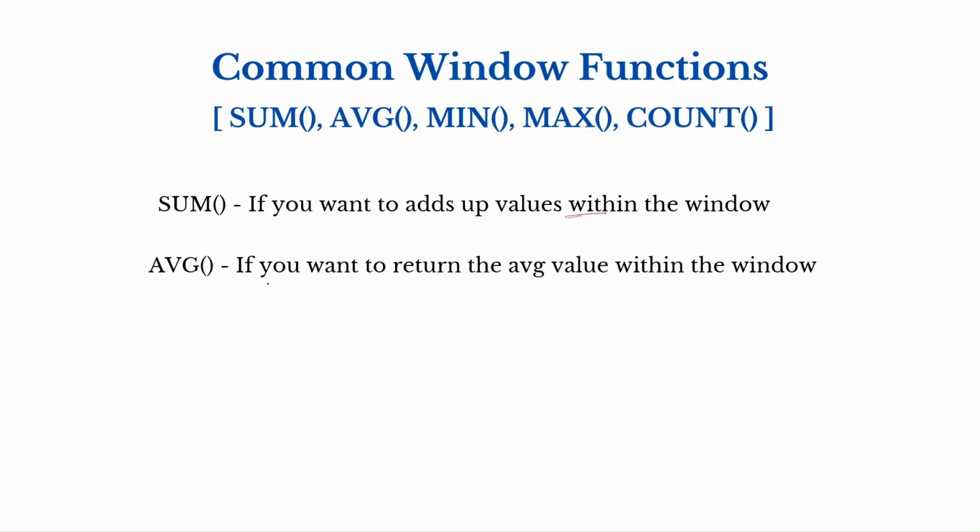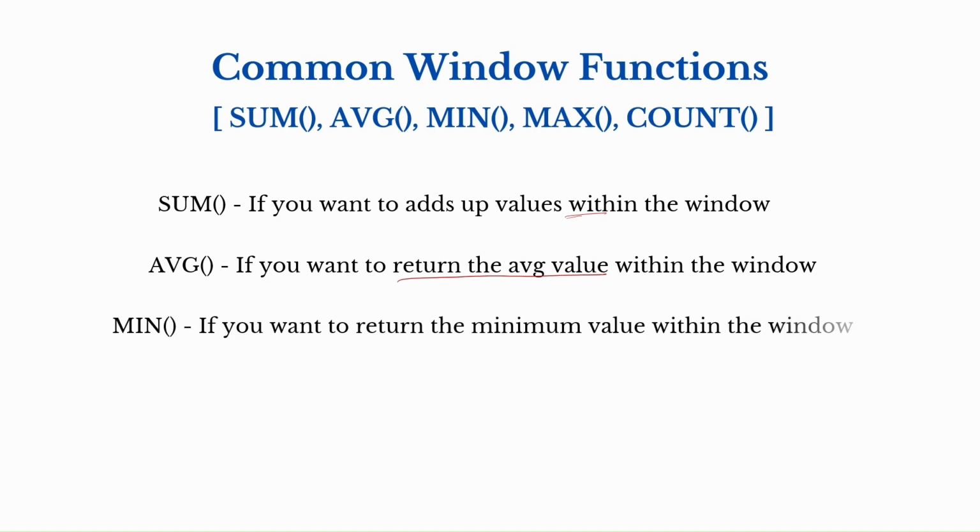Next comes the average window function. Average is used when you want to return the average value within a window. It could be when you need to find the average score of a student, the average monthly salary, or the average transaction amount by customer. That's where you make use of the average window function.